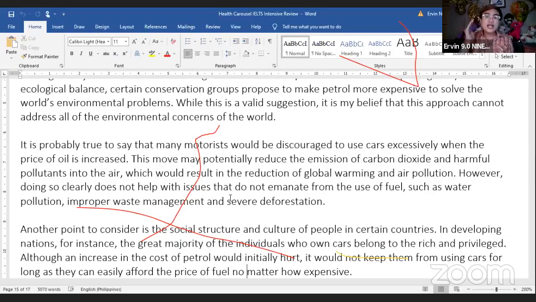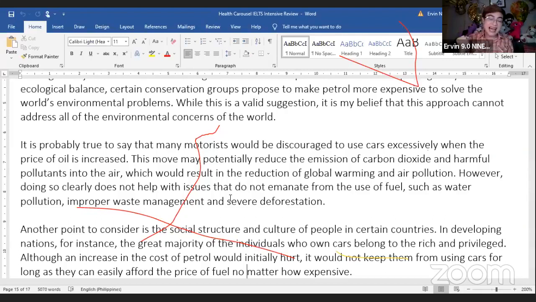It's just that even if you double the cost of fuel, there are still people who will engage in unscrupulous activities like what? Illegal logging. There are those who will just keep on throwing waste, which means to say they don't segregate, they don't recycle. So even if you increase the cost of fuel, it might address air pollution, it might address global warming, but it will not address all of the environmental concerns of the world. That's why this paragraph is best, because it explains why it is not the number one most effective way of dealing with the problem. So the first paragraph in the body must be the strongest.